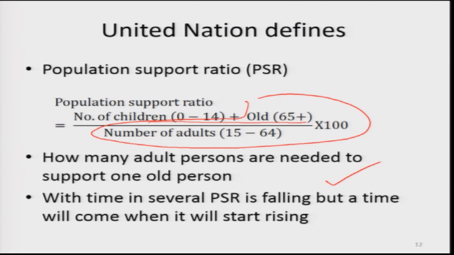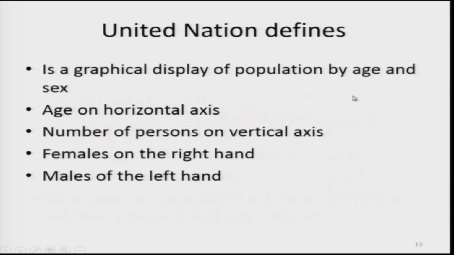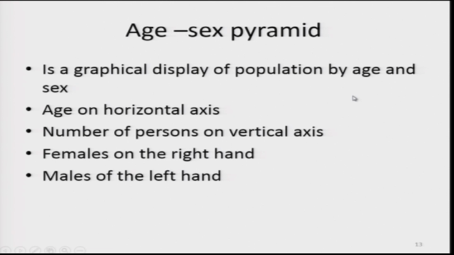Old persons are of special interest, because in the developed countries where fertility has declined, proportion of old people is rising, and old age dependency is a serious problem. With time in population support ratio, there is a fall, but a time will come when it will start rising. There is a fall because fertility is declining. Now, eventually when number of old people 65 plus starts increasing, then the population support ratio will start increasing, and that will be bad for the economy.